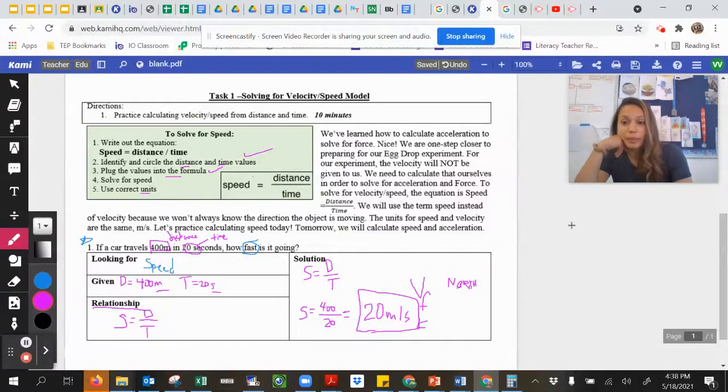In your egg drop experiment, things are going to go straight down. So they're going to go downward. So it is going to have direction. So if it were to have a direction, then it would be your final velocity. If we have that, we can easily calculate acceleration.